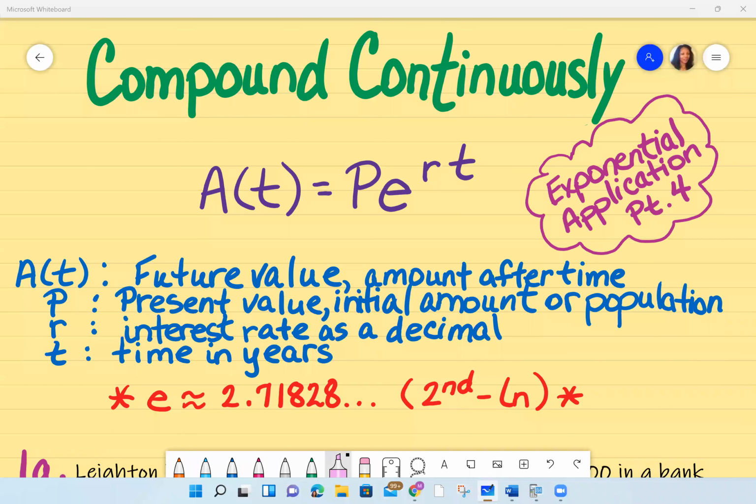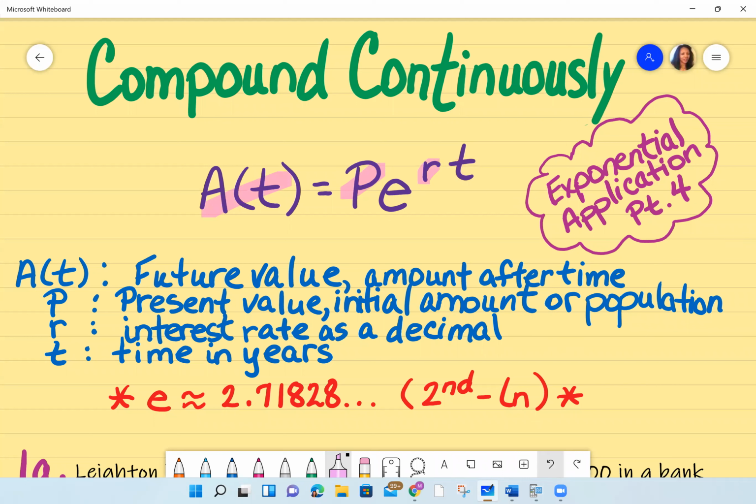This is the fourth part of the Exponential Application series. I'm focusing on compound continuously, which will use the formula A of t is equal to P e raised to the rt. I just call it PERT. And what I have been showing you in the other videos is that I like to count my variables so I know what I'm looking for. So I have A of t, P, r, and t.